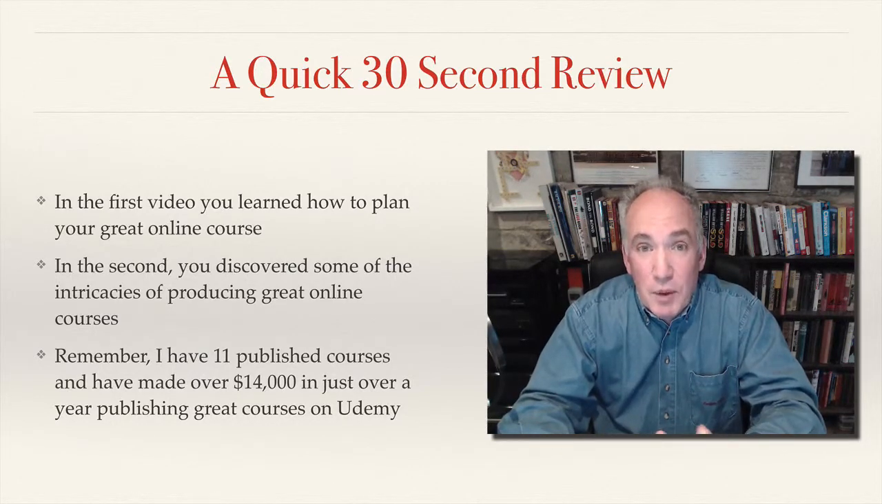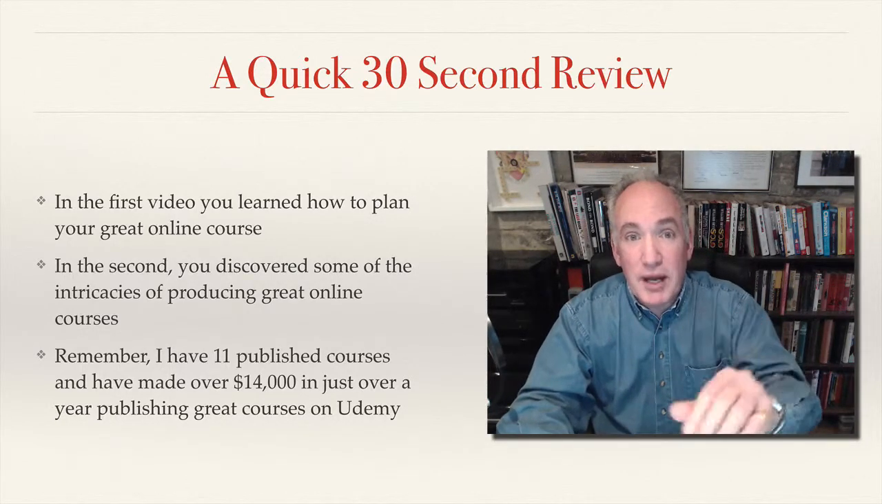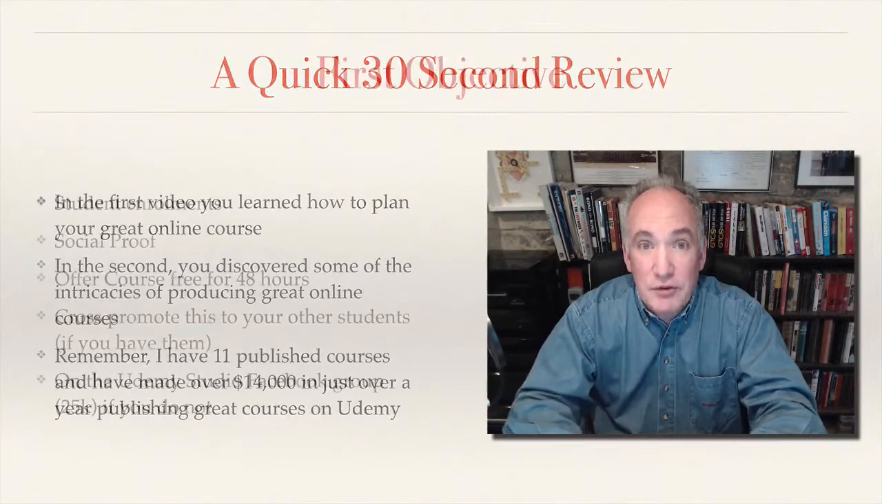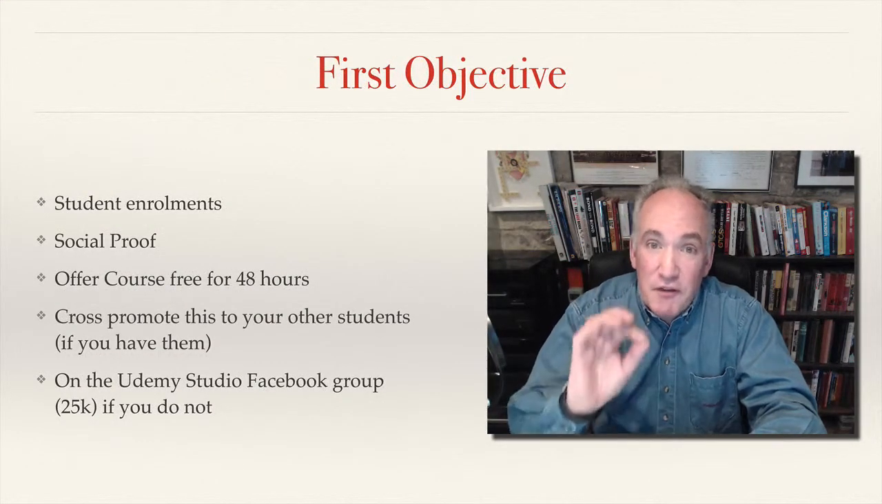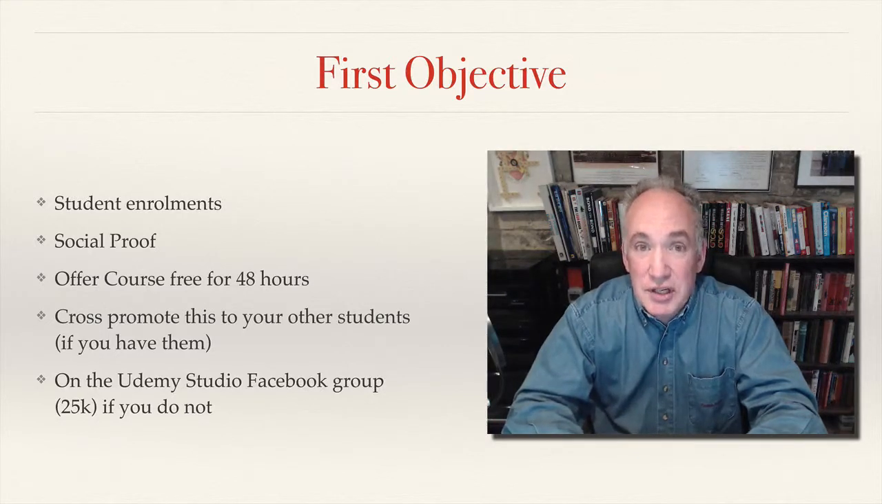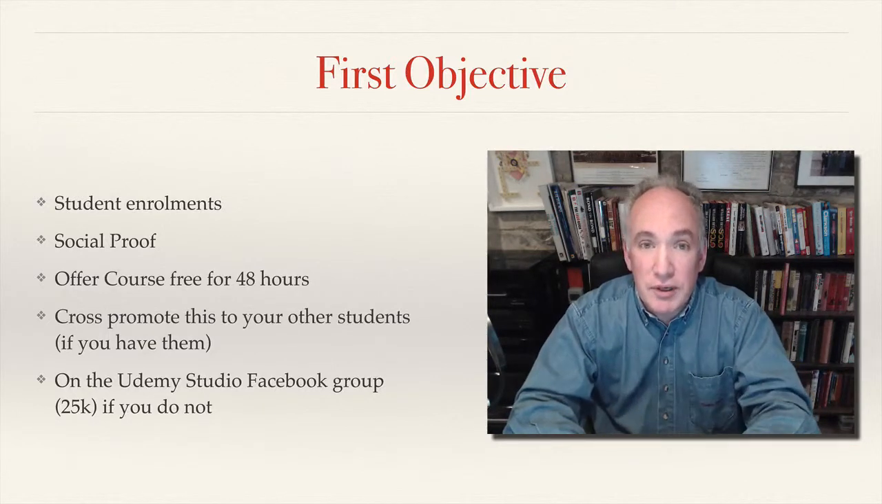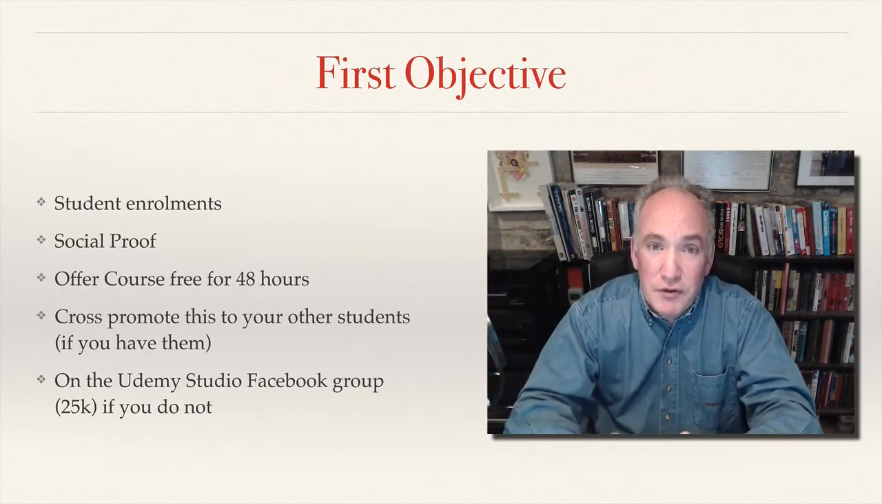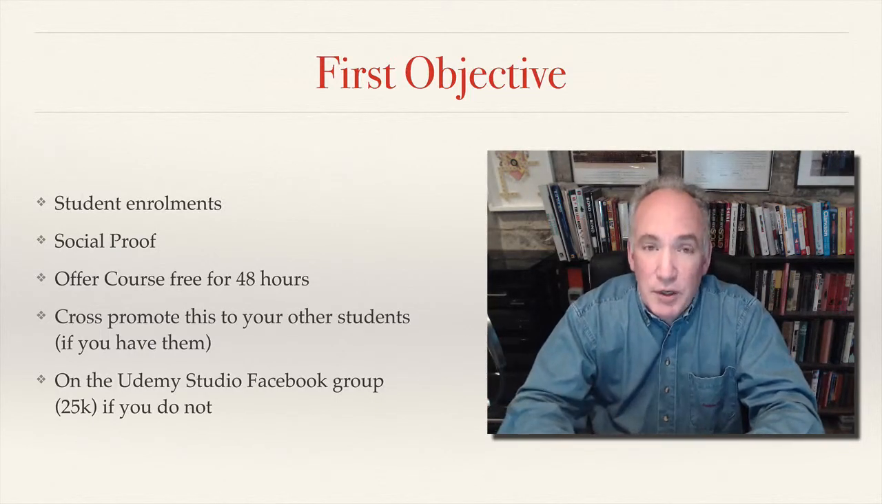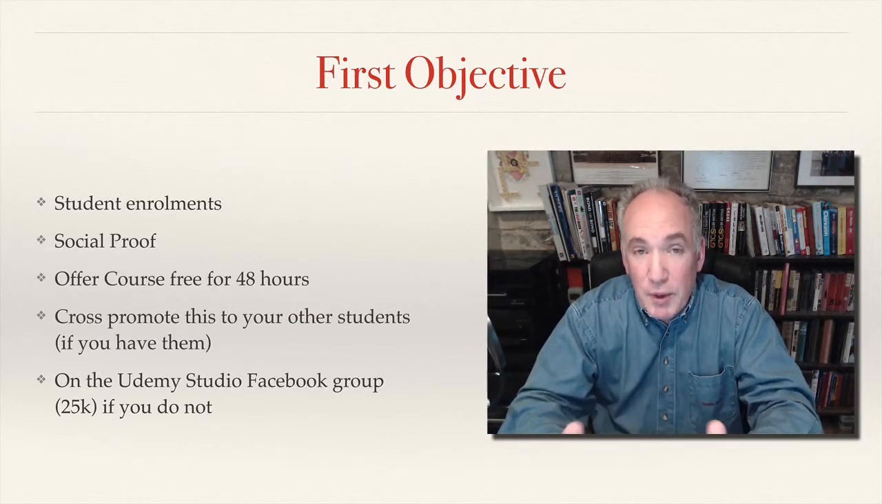Now, in this video, we're going to look at the third stage, which is the publication process. It's what happens when you hit that magic publish button and you start making sales. Now, the first objective is to get student enrollments. Why is this important? Well, it's very simple. It's all about social proof. If you go to a course and it's got 5 students enrolled, and you look at another one that's got 500 students enrolled, which one are you likely to enroll in, given the choice of those two? So you need to do what you can when you first publish to get some students into your course as quickly as possible.